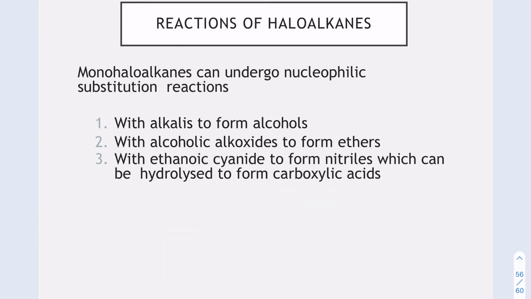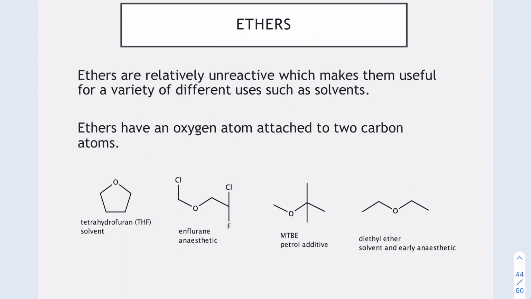Haloalkanes can undergo a couple of different nucleophilic substitution reactions. They can react with an alkali to form alcohols. You can also form what's called an alkoxide, which is an ether, which is something you'll learn later on in this video. And then last but not least, they can make carboxylic acids with cyanide, again, which is going to be further on in this video. So we're going to move on to ethers.